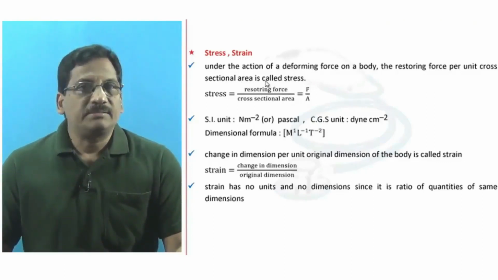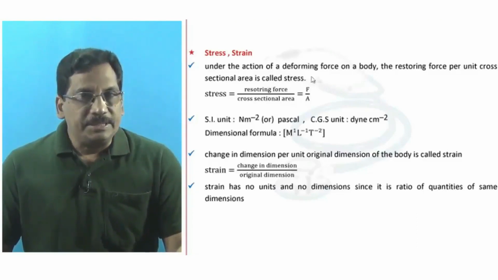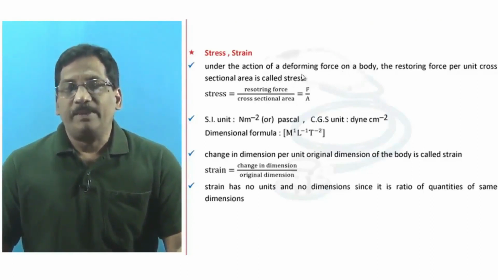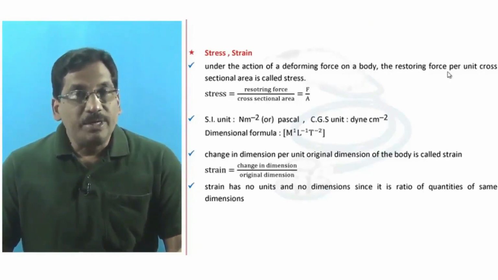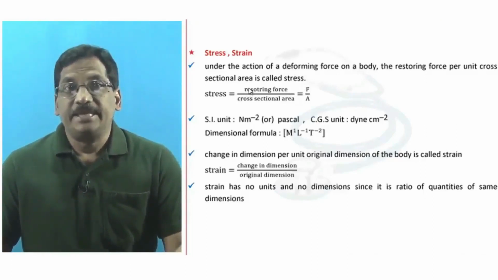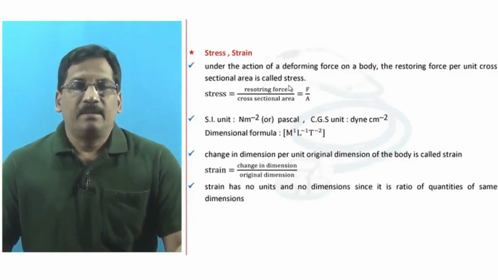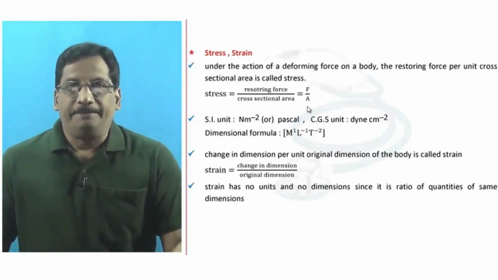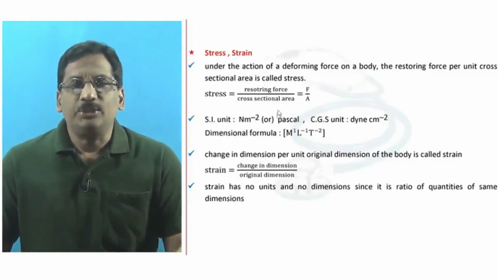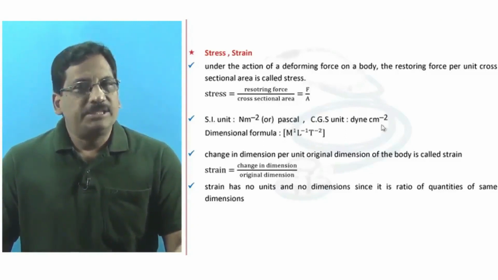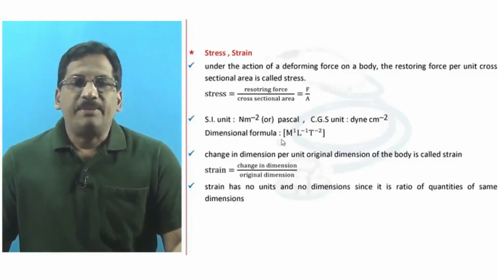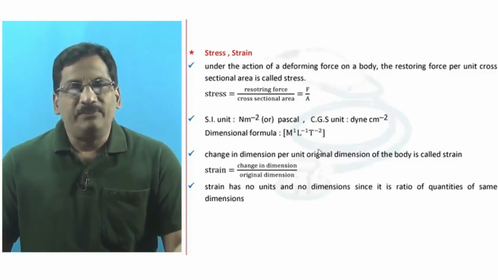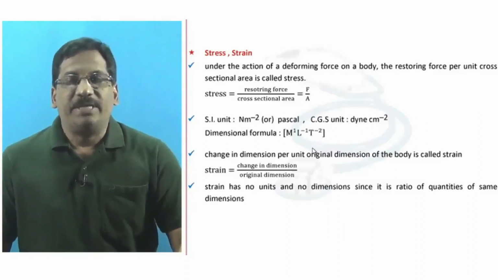So stress is generated under the action of a deforming force on a body. So when we apply a deforming force on a body, the restoring force per unit cross-sectional area that is set inside the body is called stress. So stress is restoring force divided by cross-sectional area, and that is F by A. So obviously SI unit is Newton per meter square or Pascal, CGS unit is Dyne per square centimeter, dimensional formula M1 L minus 1 T minus 2, force by area.